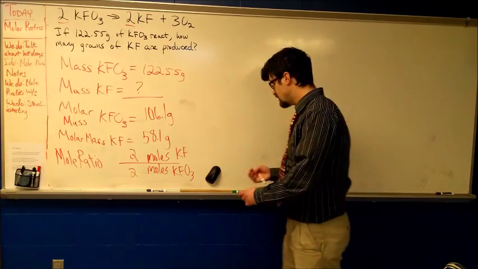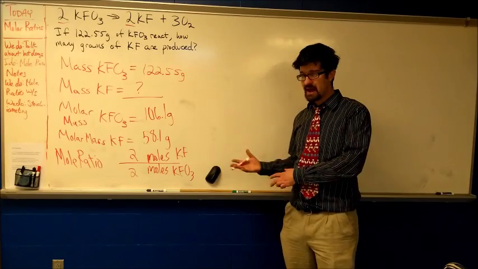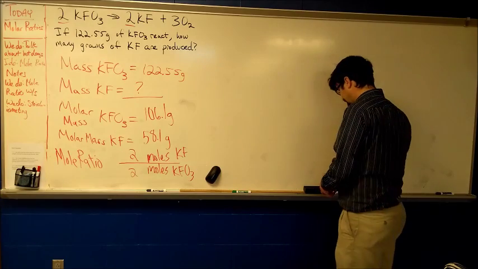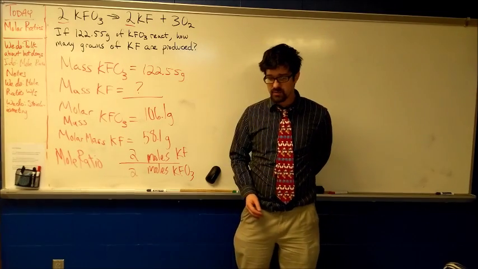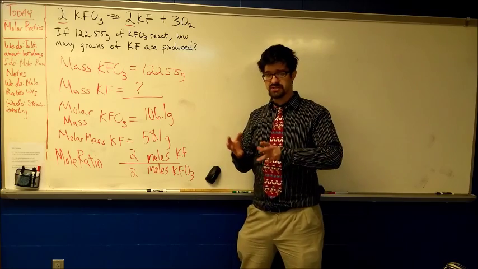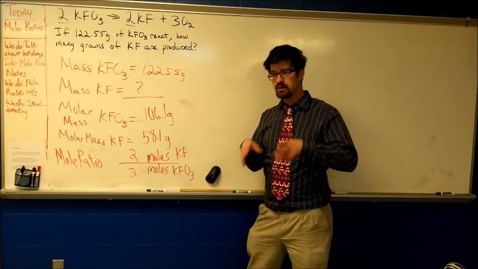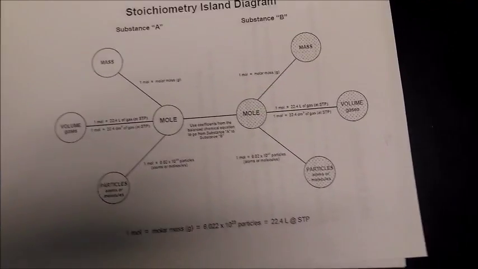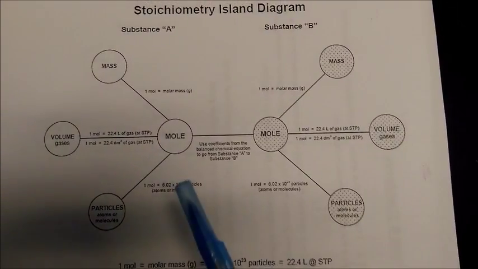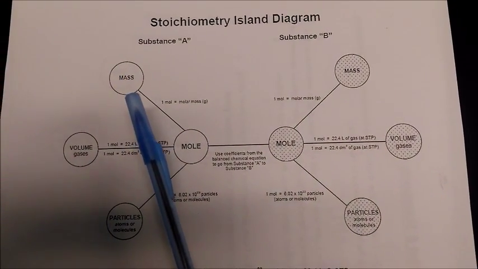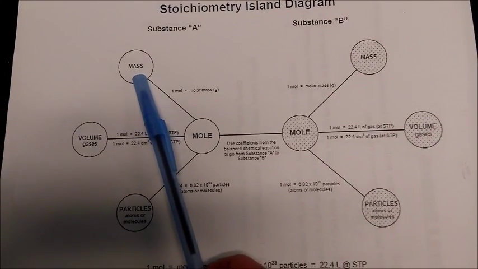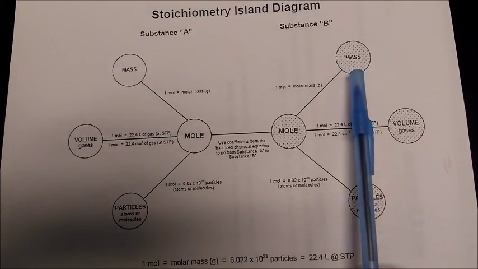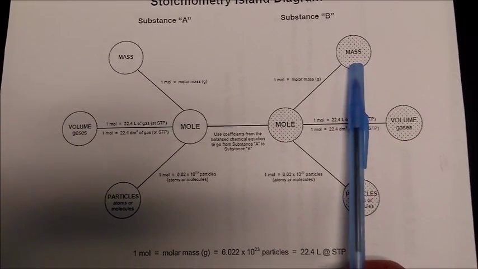Okay, the next thing we need to do is make a map, figure out where we need to go to figure out this problem. I'm going to put in a little section here looking at the diagram and pointing some things out. Try to hold this steady so that you can read it in the video. We are starting with a mass. That was the 122.55 grams of KFO3. And we want to end up with how many grams of KF.